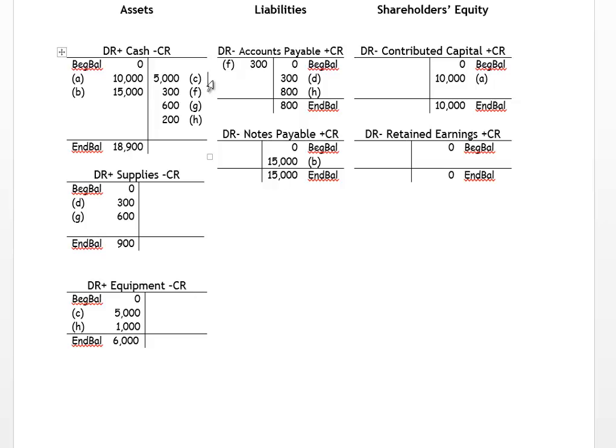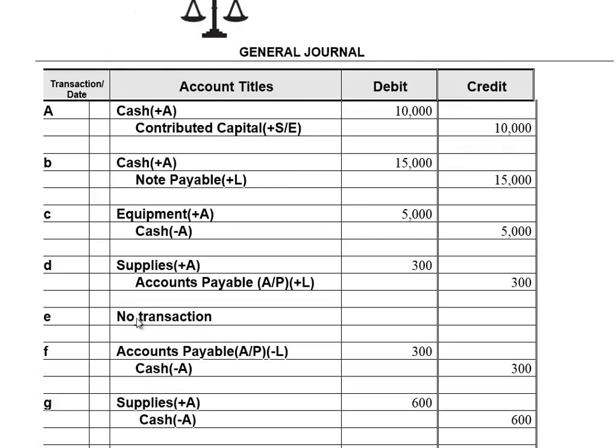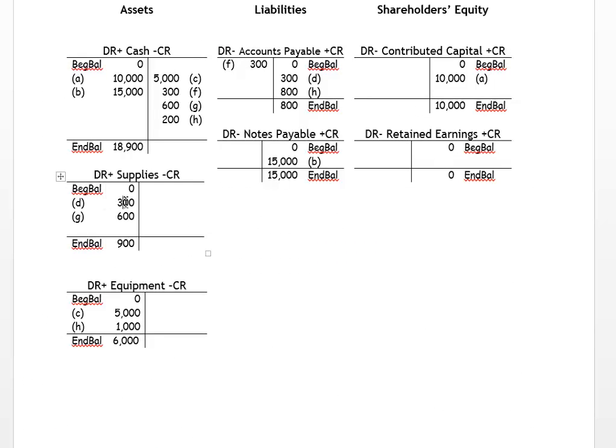Right? Now in D, what happened? We bought some supplies on account. Don't forget, the supplies account went up. It didn't have an opening balance, but we just gave it a balance, right? We debited supplies, credited accounts payable. So now we've got to put the debit to supplies, $300, and the credit to accounts payable, $300. That's D. So now that journal entry's been posted.